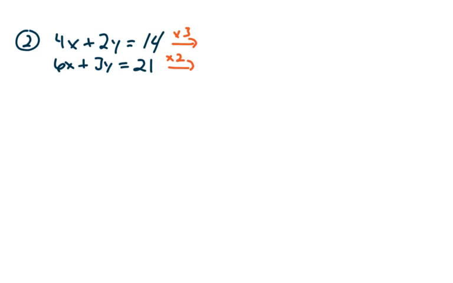Doesn't have to be the same number, but we want one of the coefficients to be the same. So if we multiply the first equation by 3, 4 times 3 is 12x, 2y times 3 is 6y, and 14 times 3 is 42. And we're going to multiply the second equation by 2: 12x, that's the whole point, also 6y, and 21 times 2 is also 42.